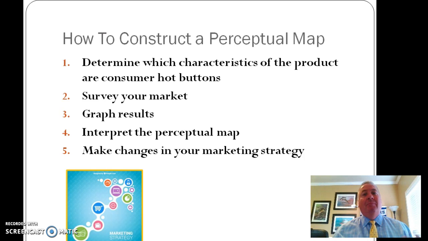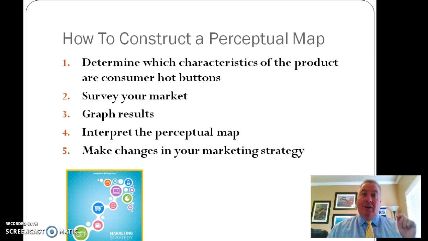So how do you construct a perceptual map? Well, first you need to determine what the characteristics of the product and the consumer's hot buttons are. Now, for the assignment this week, you're going to do that yourself. You're not going to talk to customers this week. You're just going to say, well, I think it's high quality or low price, or you'll find the factors that you want to do your own perceptions.